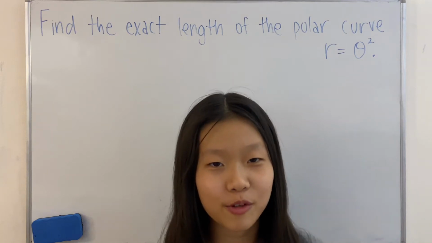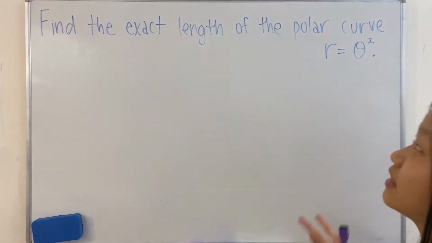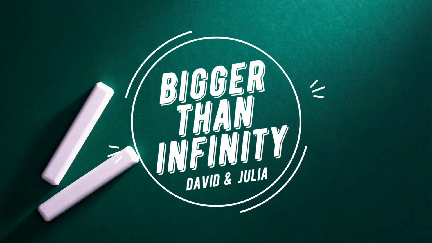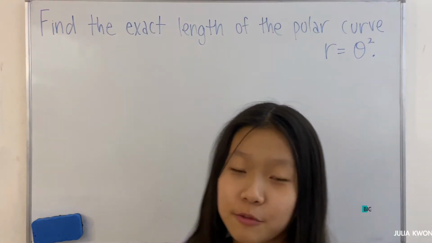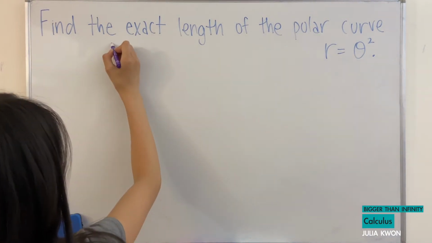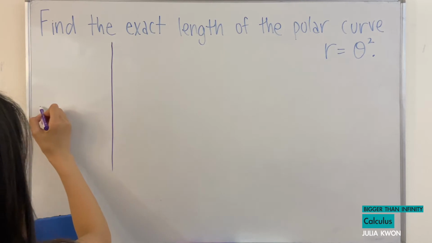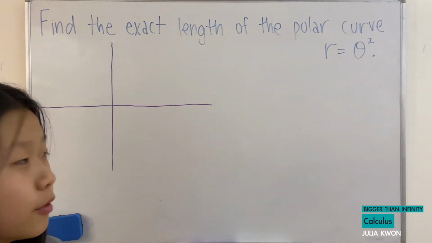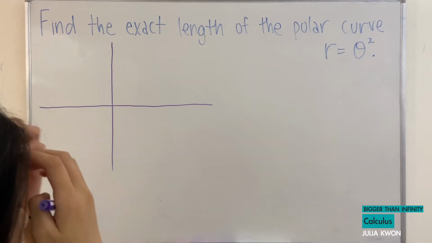Hello everyone, I'm going to be finding the exact length of the polar curve r is equal to theta squared. First, of course, we want to know what this polar curve looks like, right? So first, I'm just going to plot a few points and let's see how it looks.